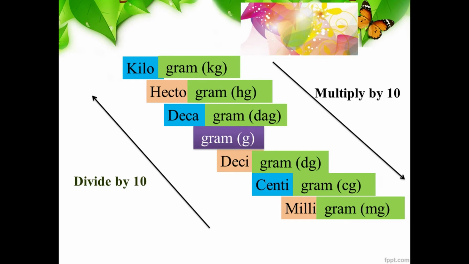Okay, let us do some sums. Convert the following to grams. The first question is 4.673 kilogram, shortly written as kg. Here we have to convert this 4.673 kg to grams. Before that, you must know how many steps we are moving from kilogram to gram and also which is greater.